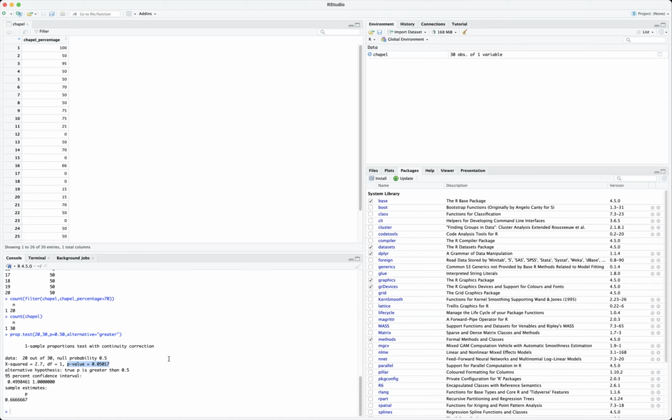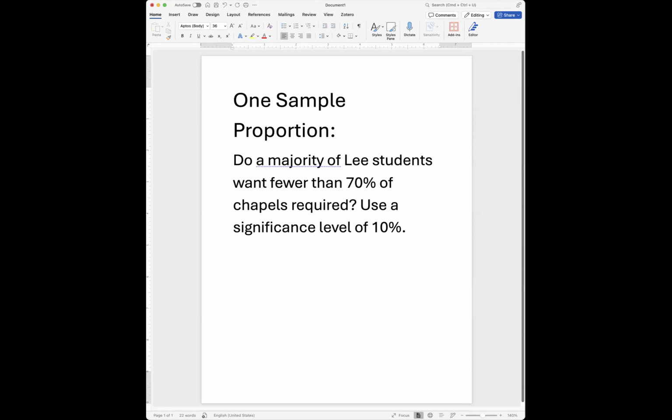And so we can conclude at the 10% significance level that it is true. A majority of these students want fewer than 70% of chapels required. We've rejected the null hypothesis and accepted our alternative hypothesis at the 10% significance level.